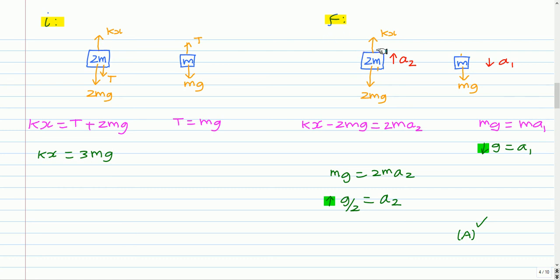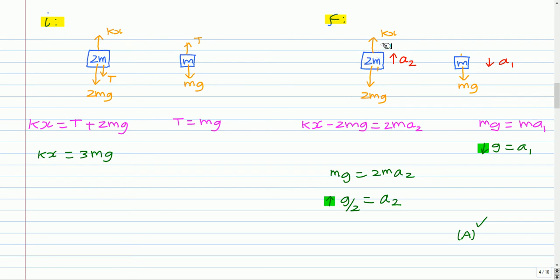In the final situation, the string is being cut. Once the string is cut, this tension force will disappear. So now the force acting on the small mass is only the weight, which is mg, and because of it, it's accelerating down, so let the acceleration be a1. And this mass 2m, since the other mass is disappearing, will have a net force acting upwards, so it will accelerate upwards. Let the acceleration be a2.